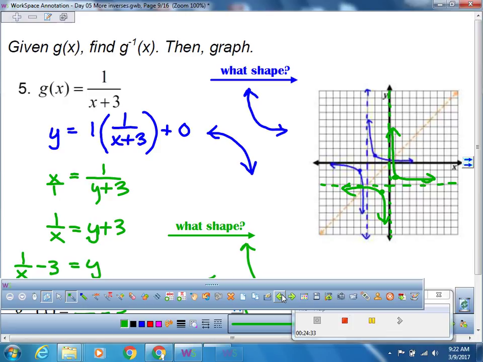It's going to work for problems that look like this. I'm going to show you the ones where it's not going to work for right now. That's just like this one. It makes the asymptote go down 3. Remember?